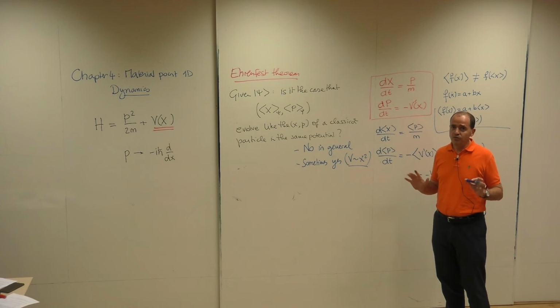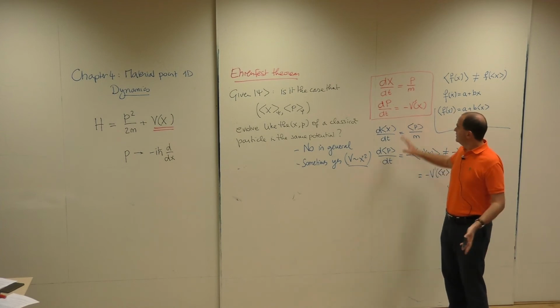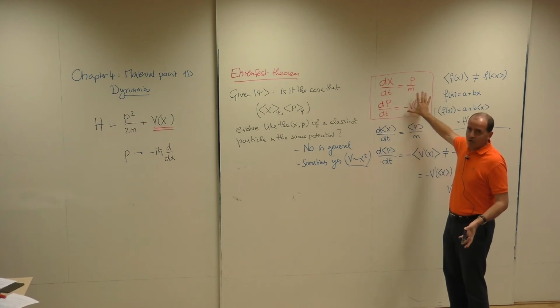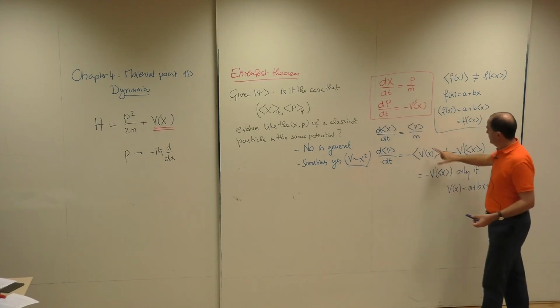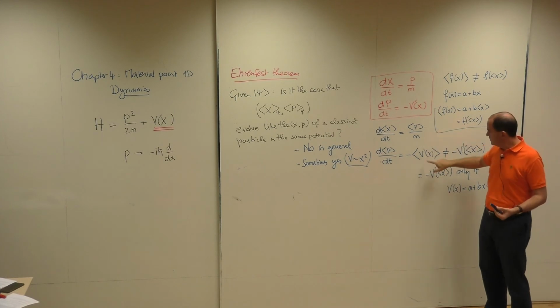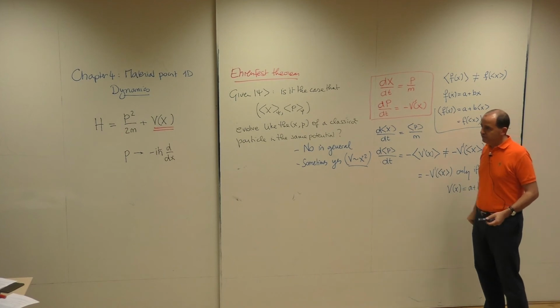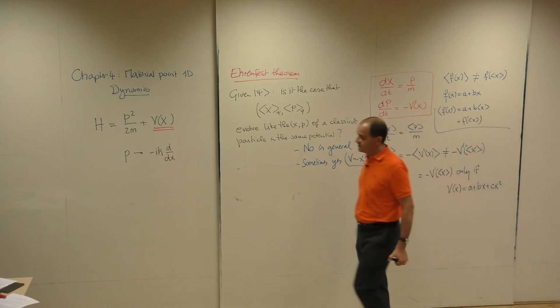And where do these differences come from? From the description. The equations look the same, but because these equations apply to operators and not to numbers, and we have to evaluate them on states, the averages of numbers do not follow the same laws. Okay? That's a quite deep result called Ehrenfest theorem.